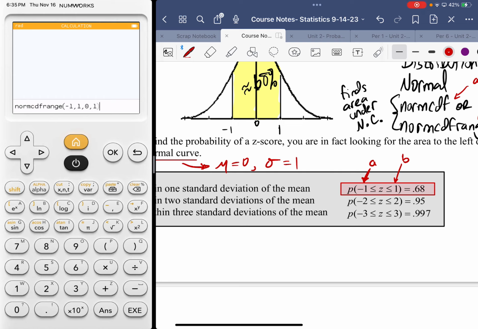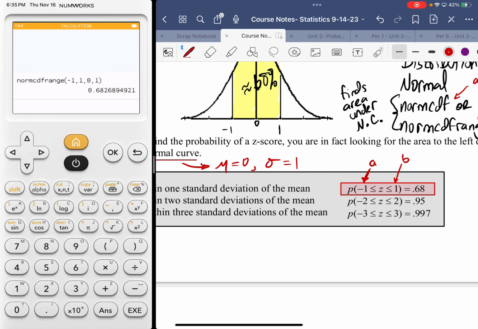You can close the parentheses or not. Since there's nothing following this, if I hit OK or enter, the calculator is going to automatically assume I want to close the parentheses on the method. So there you go, 0.6826 and so on. So it's not exactly 0.68, it's approximately 0.68, but this is kind of a demonstration, I guess, of where we got that 68% to begin with.